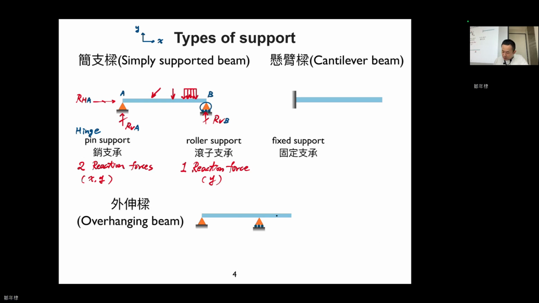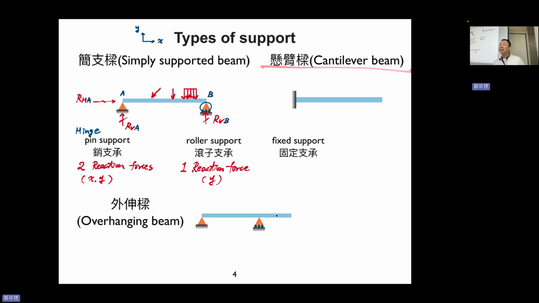Then here, this beam we call a simply supported beam, 简支梁, because this is the simplest way for the beam to stay there stable. It is supported on the ground and also fixed at one end. Okay, that's good. So this is a simply supported beam.